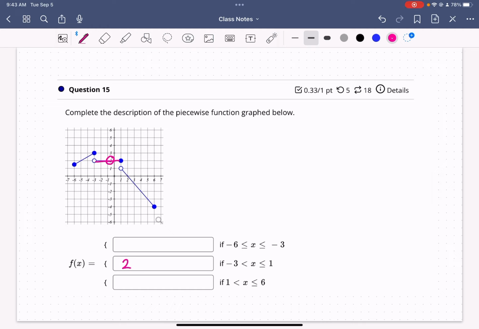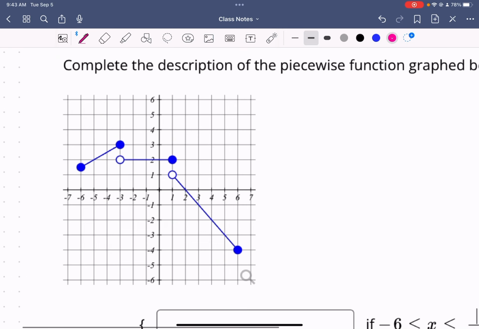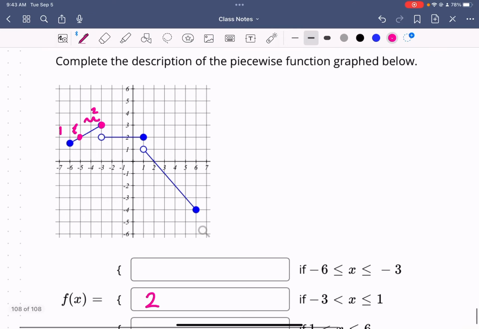Next, I want to figure out this first piece, looking at this line here. I want to find that equation. So I'm going to do two things. First, I'm going to try and find the slope. Now with this one, if I zoom in here, you can see I have a really good point here and here. So I can just count this up and say, okay, we rose 1 and ran 2. So what's the slope of that line? 1 over 2, and I can just go ahead and put my x with it.